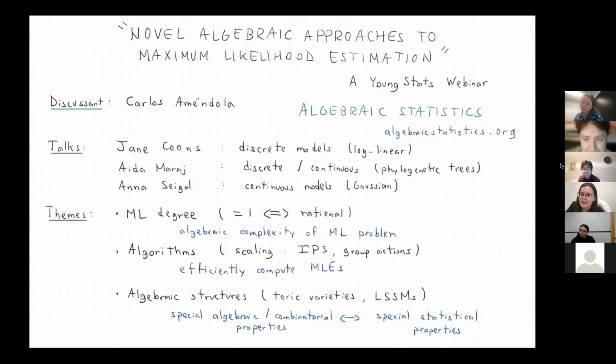It was very good. I was going to point out, thank you for pointing out the part on the connection between discrete and continuous models in the phylogenetic case. And maybe the hope is that there are more connections out there that can help one side or another.